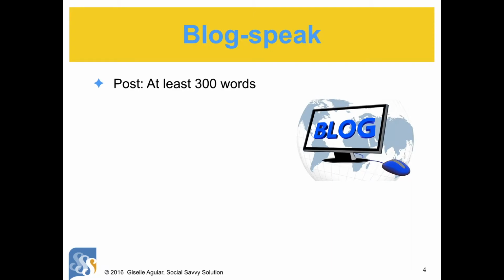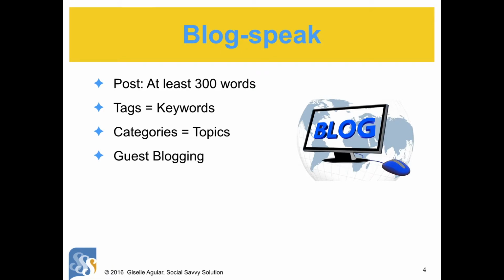A post is a blog article, about 300 to 500 words. You can go longer if you need the space to explain something, but don't get too wordy. Keywords. Categories are the topics in which blog posts are indexed. Guest blogging is writing for a blog that's not your own, and you get credit for it with a link to your website. This helps with SEO.